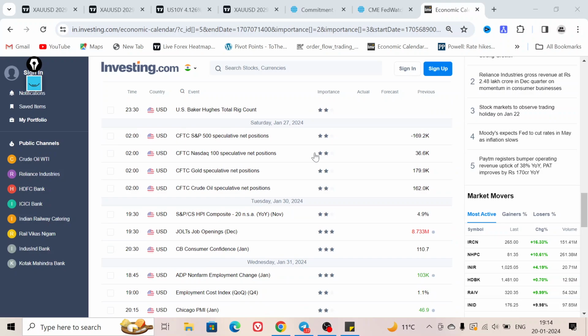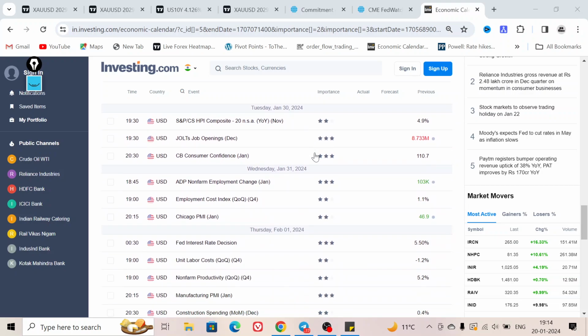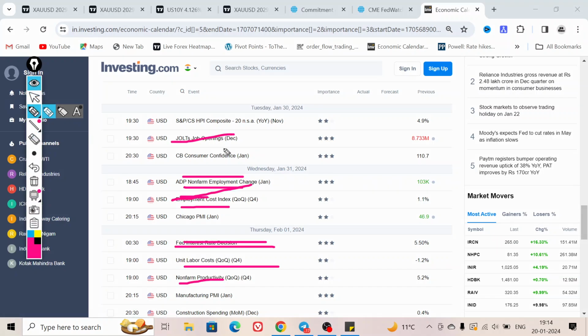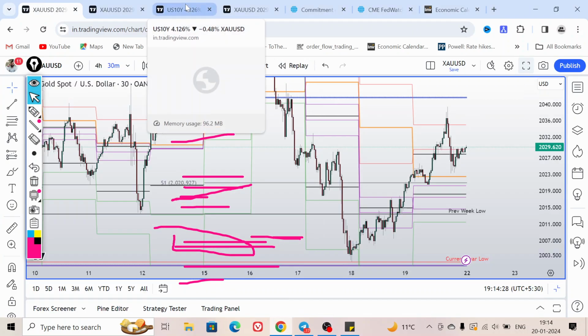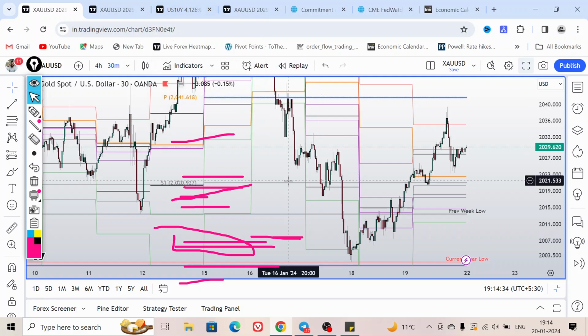And of course, for next week we have the most important Fed interest rate decision. I think the market is going to be sideways before that. This is on the next month, Feb 1st. So this is the main data that I think the market is going to wait for, and we also have to watch how the price is going to react. So these are the data and these are the levels that we have to watch for next week. We are going to discuss more about these data and levels in the live Telegram channel.